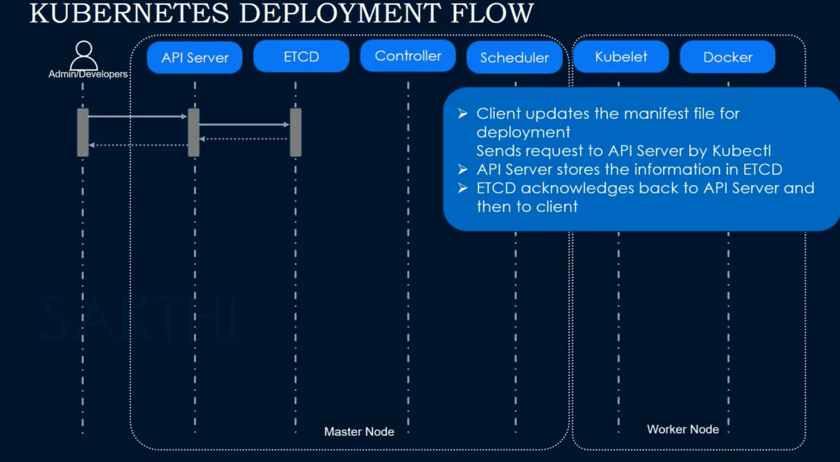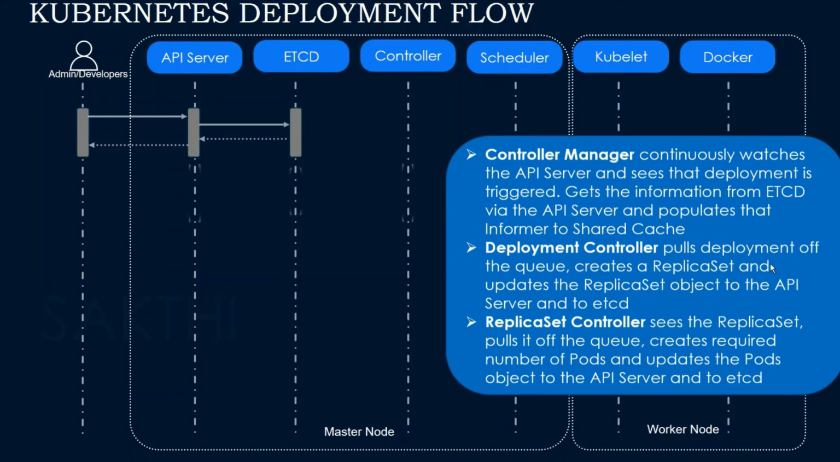etcd is like the brain of the cluster and API server is the interface for the users and the internal components. API server is the only component which connects with all the other components. So every connection will connect to the API server. All the actions will be notified to the API server and then it is in turn recorded to the etcd.